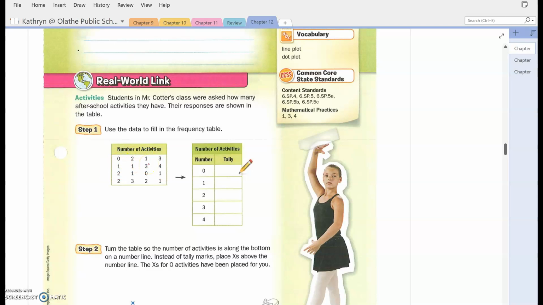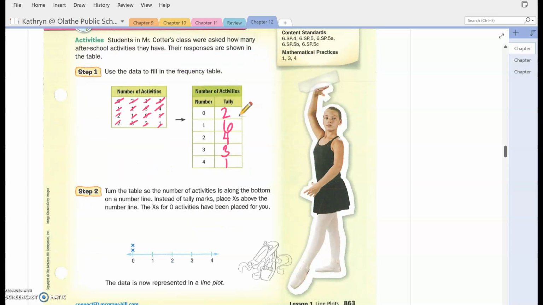Okay, so we're going to go ahead and just tally and count. So how many zeros do we have? Well, we've got 2 zeros. How many people have one after school activity? 1, 2, 3, 4, 5, 6. So we're going to go ahead and put 6. How many people have 2 after school activities? 1, 2, 3, 4. Looks like 4. How many people have 3? 1, 2, 3. And then you have one very busy student that has 4 activities after school.